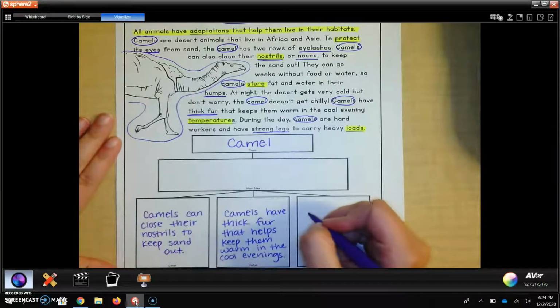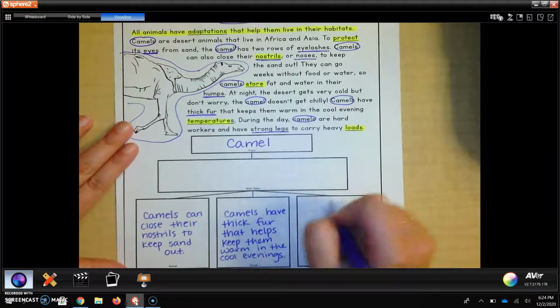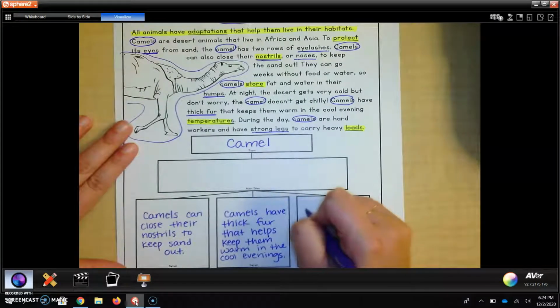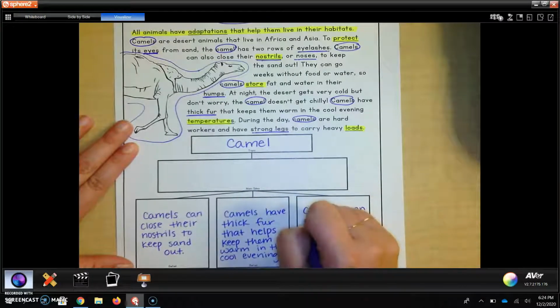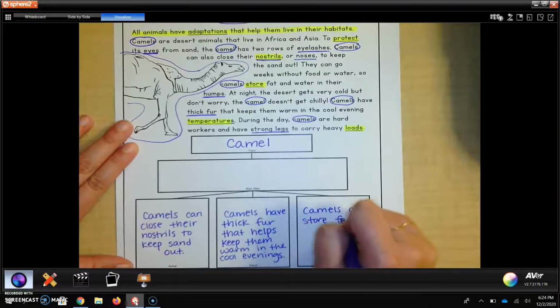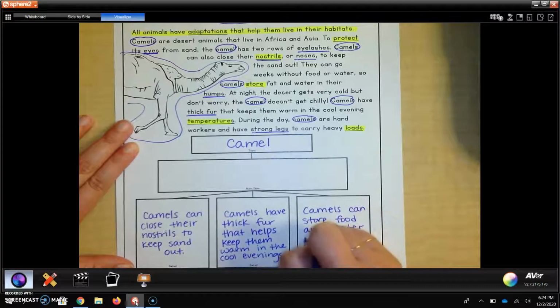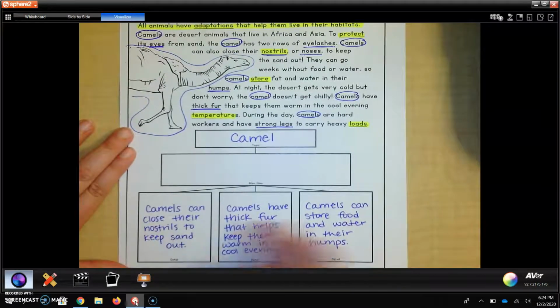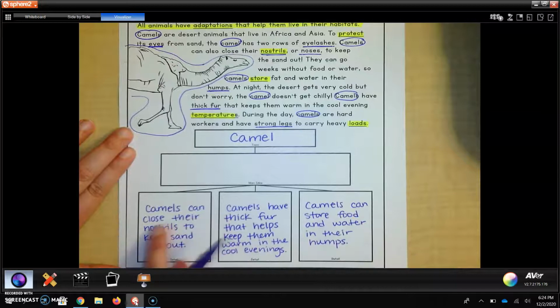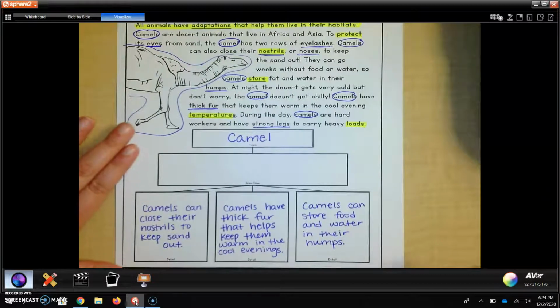So I'm going to go ahead and write that one in here. Let's see. Camels can store food and water in their humps. Okay. So now I've got my 3 supporting details. Camels can close their nostrils to keep sand out. Camels have thick fur that helps keep them warm in the cool evenings. And camels can store food and water in their humps.